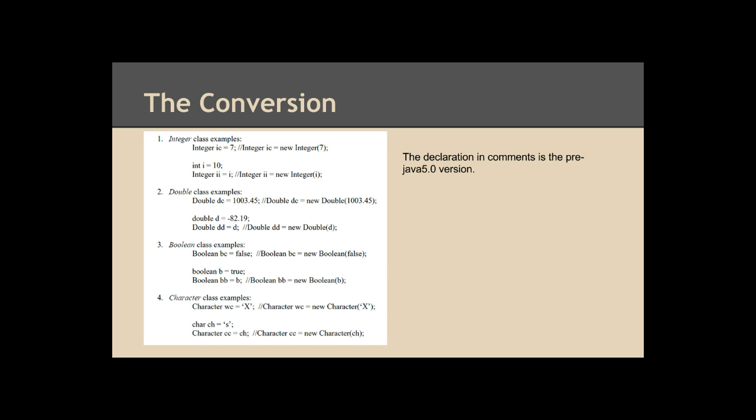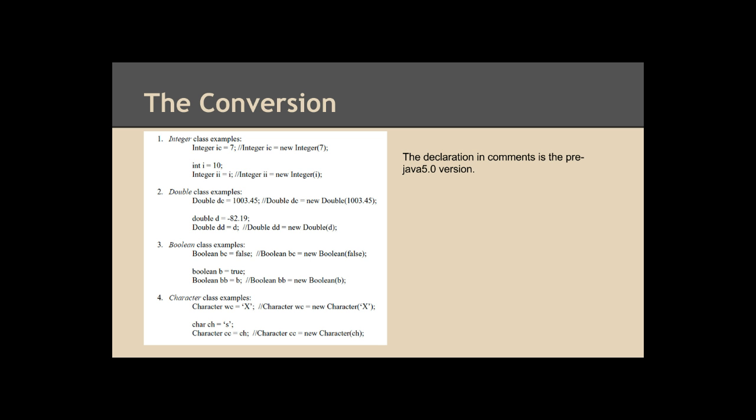So here's a couple examples. The declaration of the pre-Java 5.0 version is in the comments. You can see capital I for Integer, capital D for Double, capital B for Boolean, and capital C for Character, and it works just the same way for the variables, whether or not they're a double value, an integer value, or a boolean. It's straightforward. You just convert it to an object.